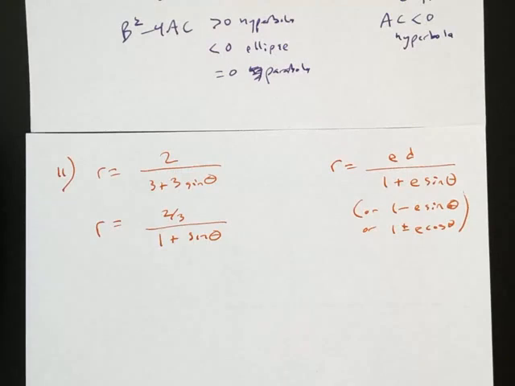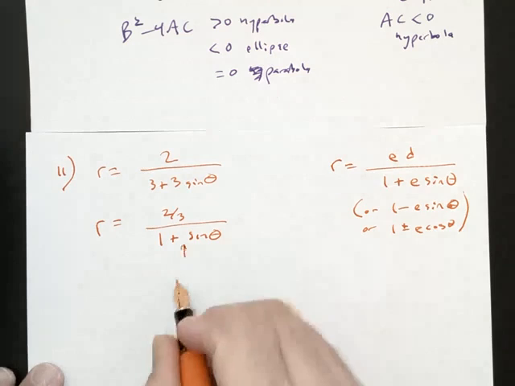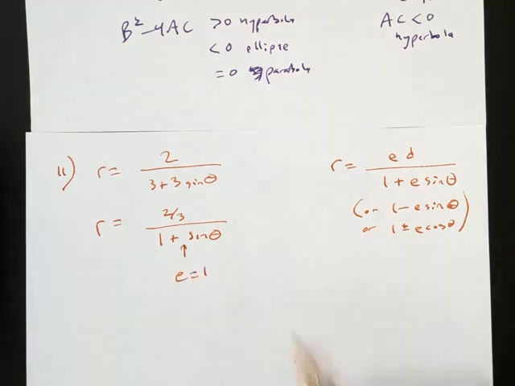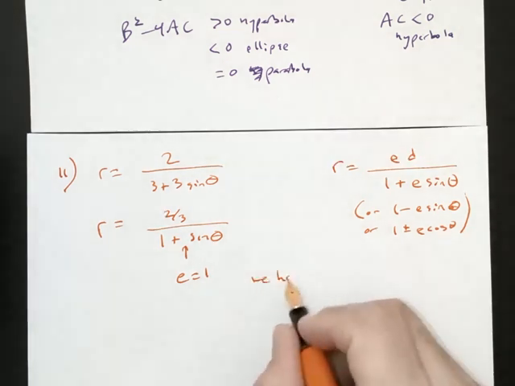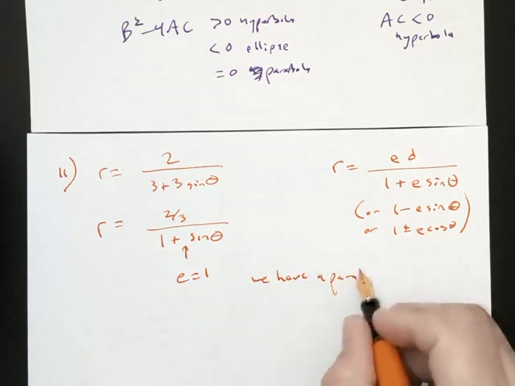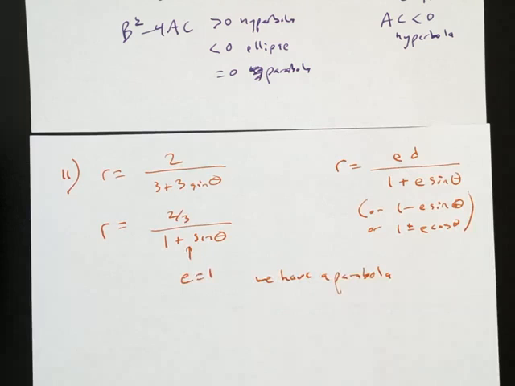But now I recognize what E is. What is E? The number in front of sine theta, which is a 1. Okay. When E is 1, what kind of a conic do I have? That's parts 1 and 2.